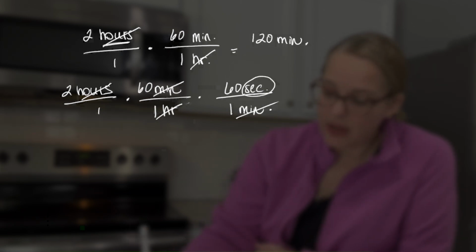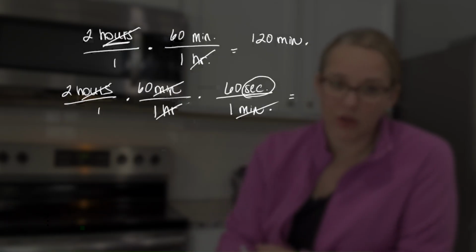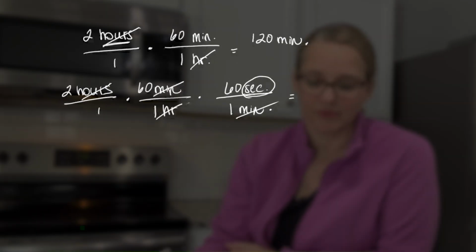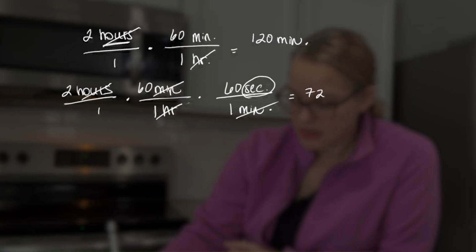So now my final label is going to be seconds, which is what I'm going for. And now I just multiply across. 2 times 60 times 60. Can somebody tell me what that is? 7,200. 7,200 seconds. So that's how conversion works. That's how you go from one unit to a different unit.